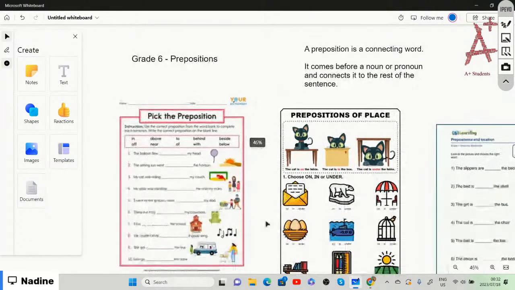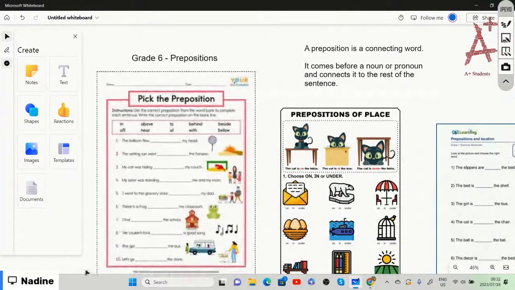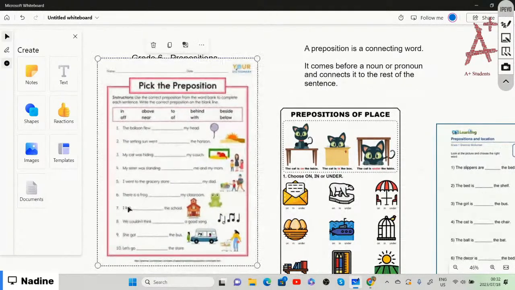All right, so we're going to do the first activity. We need to use the correct preposition from the word bank to complete each sentence. Write the correct preposition on the blank lines, right?